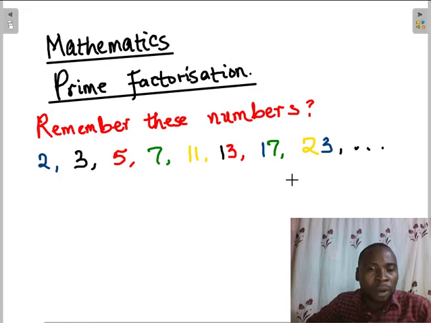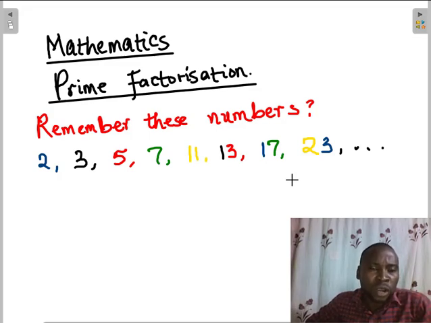Now, we talked about prime numbers and we also talked about prime factors in our previous videos. If you have not watched those, I advise you to watch them so that you will understand everything we're going to be saying in this video. And what we're going to do today is to take just one step further to talk about prime factorization.